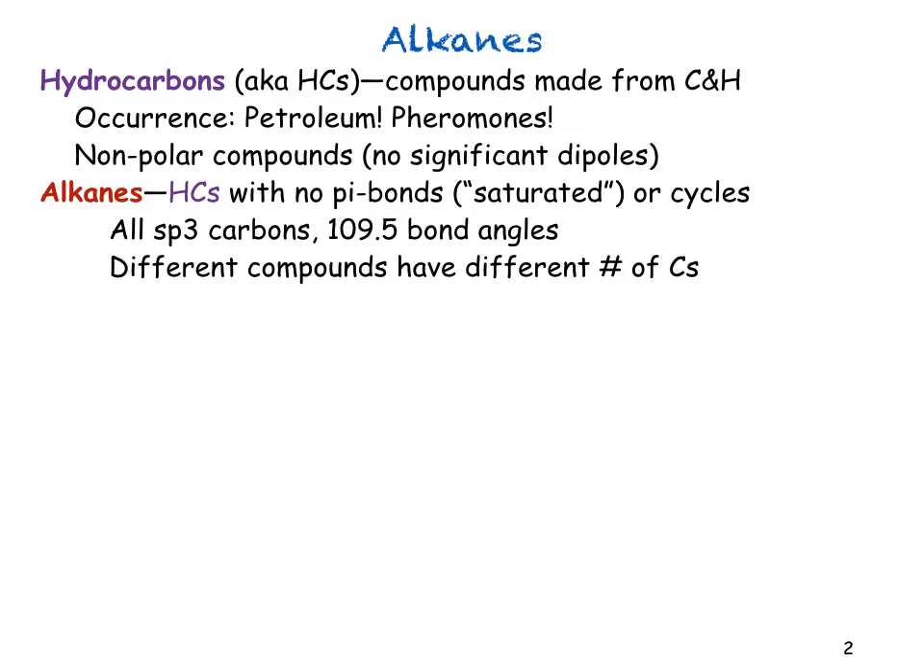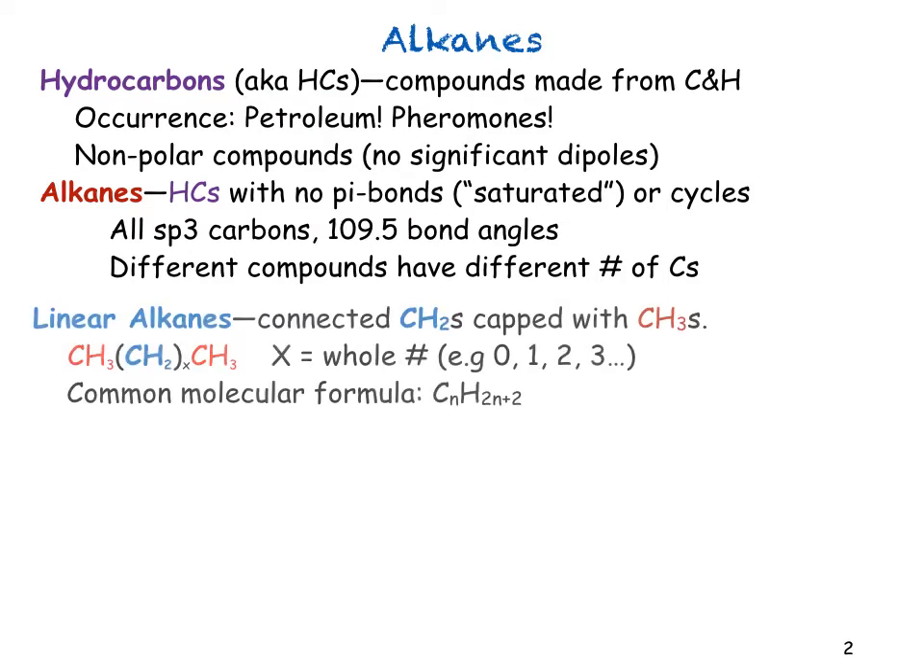Alkanes are hydrocarbons with no pi bonds. That is, they're saturated. Compounds with pi bonds are called unsaturated. And alkanes have no cycles. All of the carbons in alkanes are sp3, so the bond angles are 109.5 degrees. And different alkane compounds have different numbers of carbons.